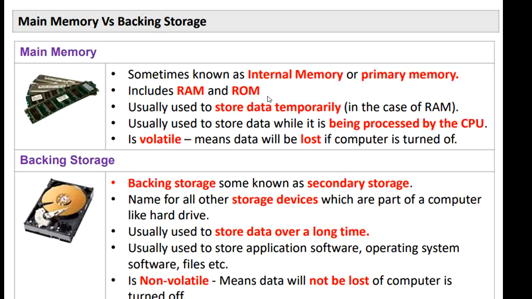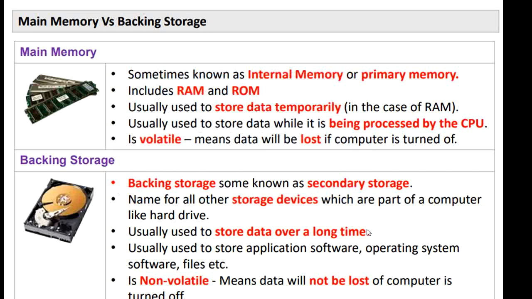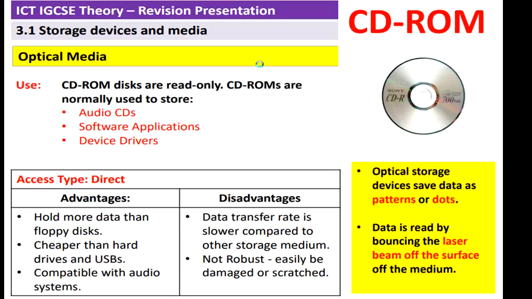Then we have the backing storage devices, which are the permanent saving storage. They are definitely non-volatile, meaning data will not be lost if the computer is turned off, okay? This is for the main storage and the backing storage or the secondary storage. Then we classified the secondary storage into magnetic storage devices, okay, and optical media.